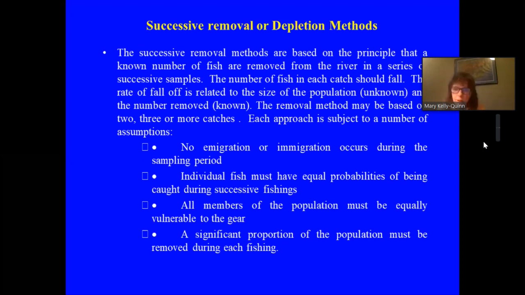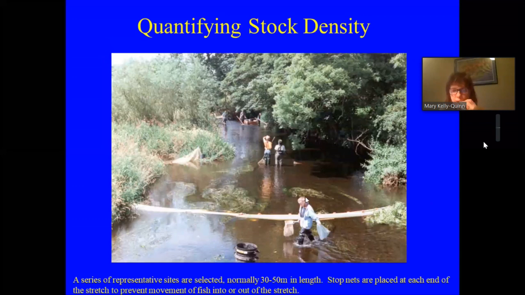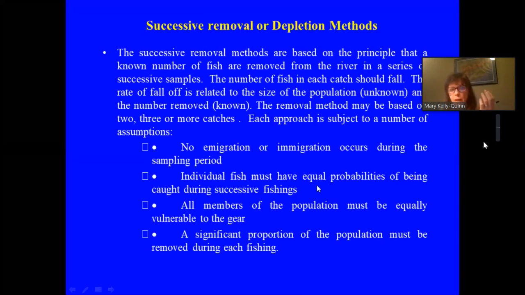Now, each of these methods is subject to a number of assumptions. Number one, there shouldn't be any immigration or emigration during the sampling period. In other words, you don't have fish coming in and out of your sampling stretch during that assessment period. And the way we achieve that is that we position stop nets at the end of the sampling reach, so the fish can't move in and out while you're doing the sampling. Individually, the fish must have equal probabilities of being caught. That's generally fine with electrofishing. And all members of the population must be vulnerable to the gear. And then a significant portion of the population must be removed during each fishing, be it a 2-catch method, or a 3-catch, or a 4-catch.